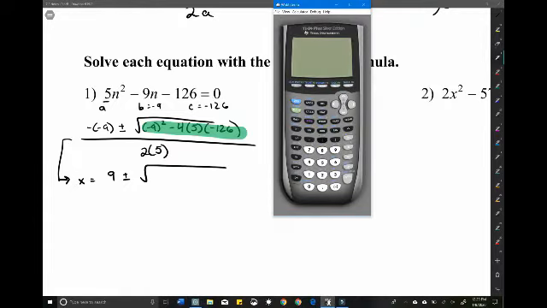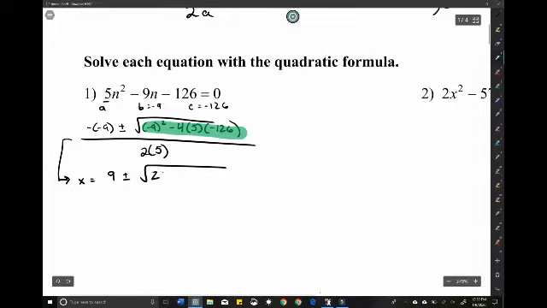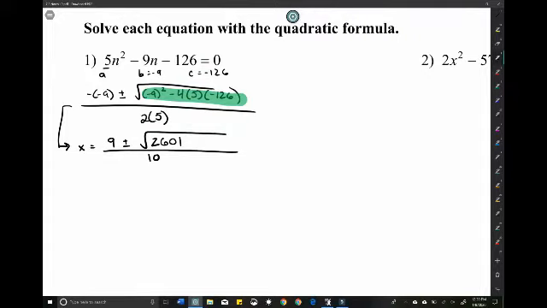Take the time, and remember parentheses and everything like that. Negative 9 squared, because I see students make mistakes at this point, and they're just silly mistakes, so please don't do that. The square root of 2601, all over 10. Now, you may or may not know, 2601 is a perfect square. The square root of 2601 is 51. Otherwise, you'll try and break it up. But what we have is 9 plus or minus 51, all over 10.